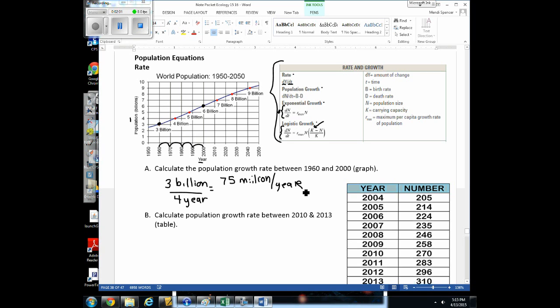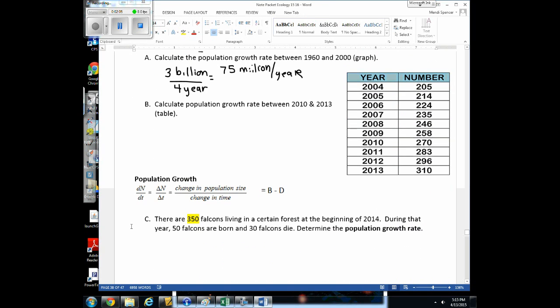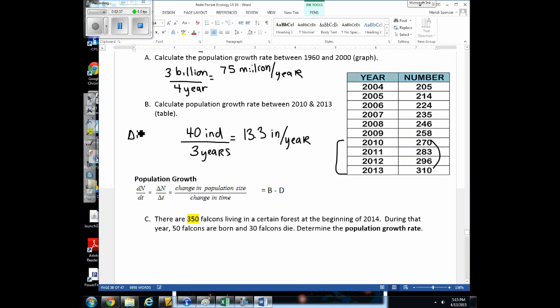Here we have a table showing change in number over the change in time. Let's calculate population growth rate between 2010 and 2013. In that time, we've had a change of 3 years, so there's your change in time on the bottom. Then the change in population is 40 individuals. That's going to give you an increase of 13.3 individuals per year. You're just using that second equation on your formula sheet: change in number over the change in time, and that means rate. So our rate of increase is 13.3 individuals per year.